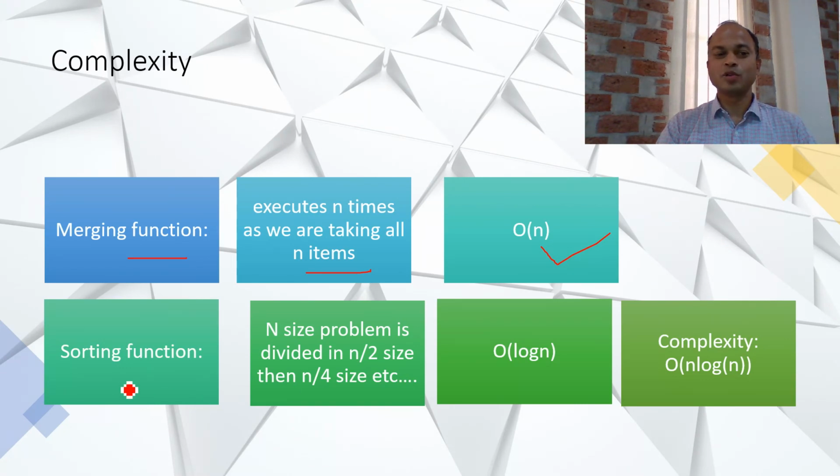If we talk about the sorting function, then the large problem is divided into two parts. So if the size of the problem is n, then the problem is initially divided into n by 2, then n by 4, then n by 8, etc. So this dividing operation is performed in log n time. So therefore, complexity here is order of log n. Finally, complexity of the merge sort is order of n log n. So in this way, we can compute the complexity of the merge sort.